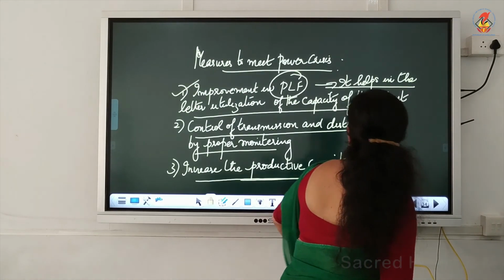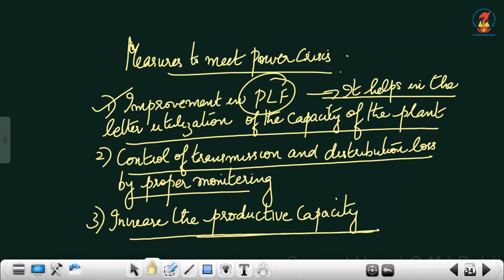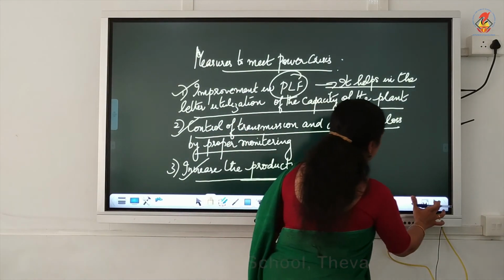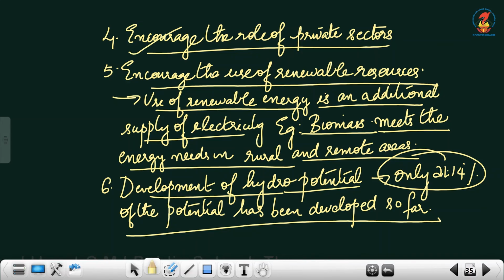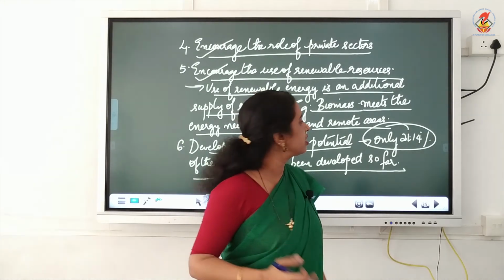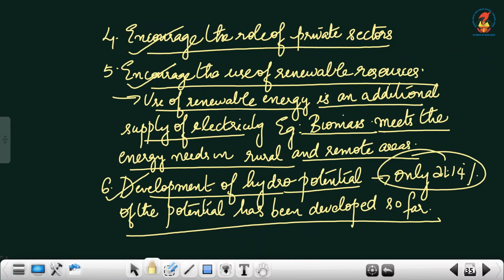So, the effective measures are improvement in PLF, control of transmission and distribution loss, increase the productive capacity, give more raw materials to the thermal power plants to generate thermal power. Next is encourage the role of the private sector, encourage the use of renewable resources. If it is non-renewable, it is easily exhaustible. Then comes the next one, development of hydro potential.